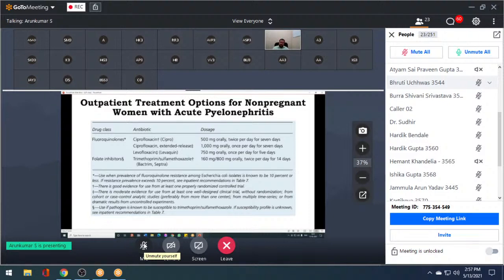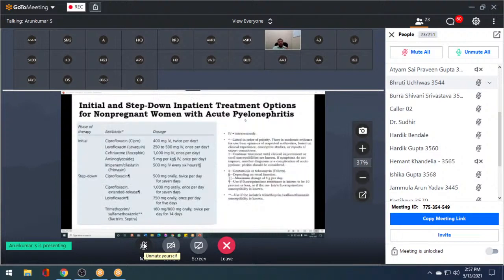So what we have seen is uncomplicated UTI in females, lower urinary tract. For pyelonephritis in non-pregnant females, we can still use cotrimoxazole or quinolones, if the general recommendation is less. However, the duration of therapy is 7 days. That is what has to be remembered. It is not for 3 days, but for 7 days.